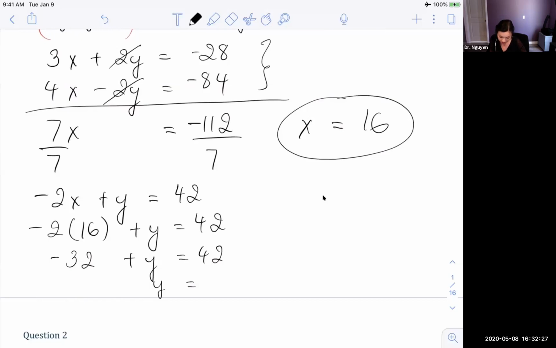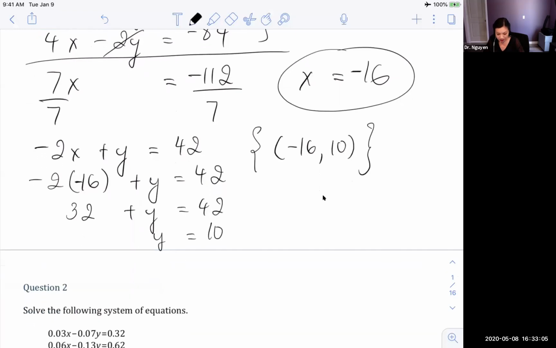I feel like I'm making a mistake here. Oh, okay, I found my mistake. I'm so sorry. So this one should be negative, right? So this one should be negative, and this one should be positive. So y should be 10. All right, so now I can write my solution. So we have negative 16, 10. There you have it. All right, now moving on to the next problem.